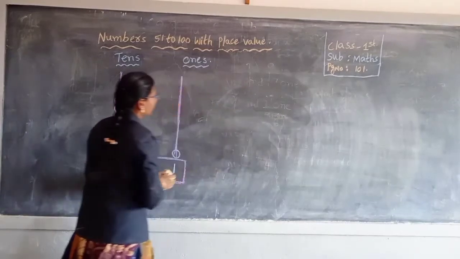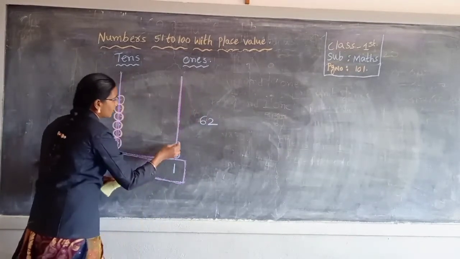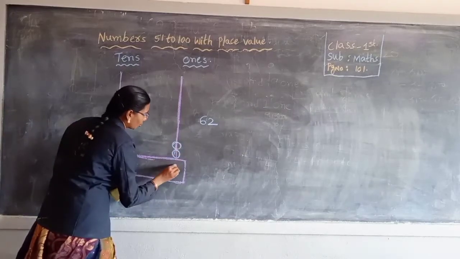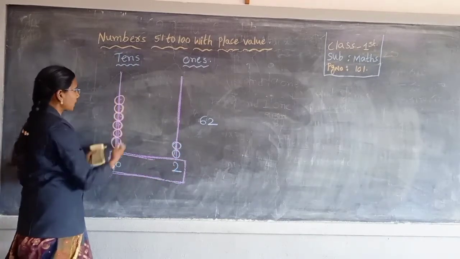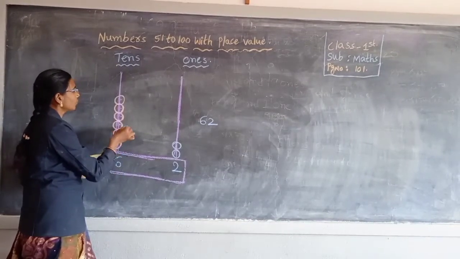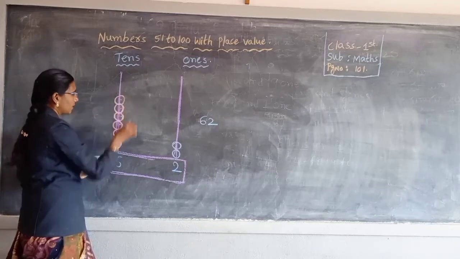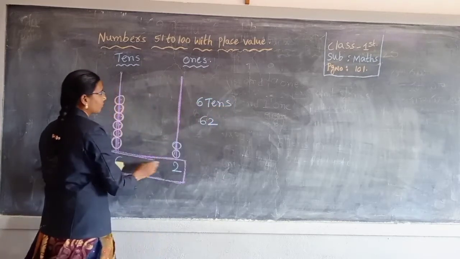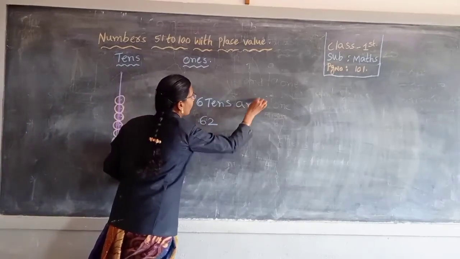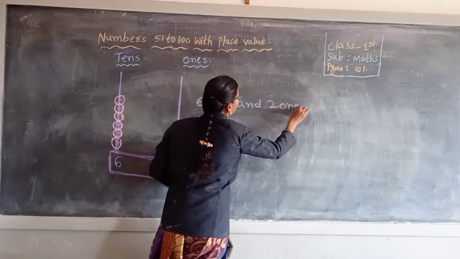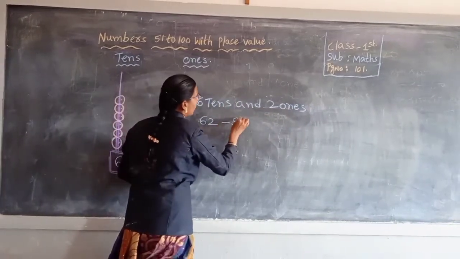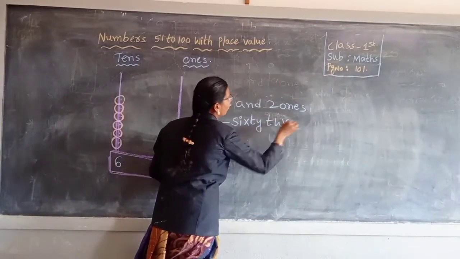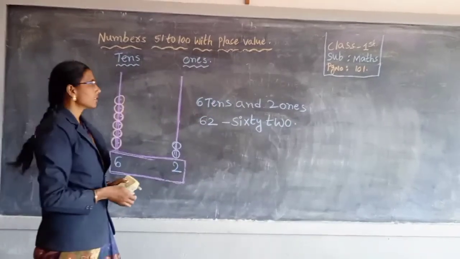62. Ones place. How many beads do you have? Count, children. 1, 2. 2 ones. Tens place, how many beads do you have? Count, children. 1, 2, 3, 4, 5, 6. So, 6 tens. And how many ones do you have? 2 ones. 6 tens and 2 ones is 62. S-I-X-T-Y, 60. T-W-O, 2. 62. 62 comes after which number?